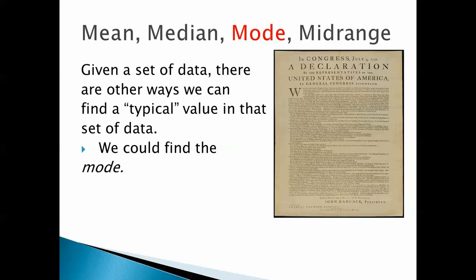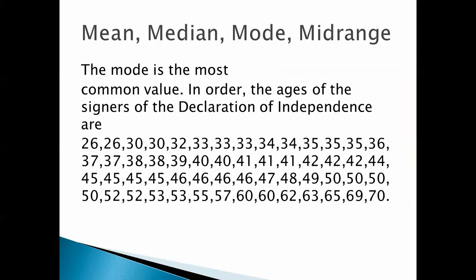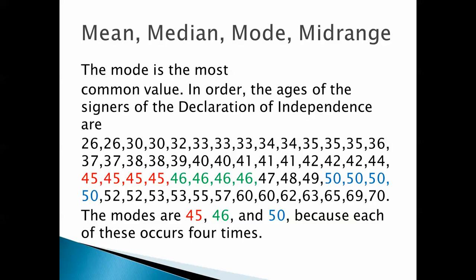Okay, given a set of data, there are other ways we can find a typical value in that data. We could find the mode. The mode is the most common value. In order, the ages of the signers of the Declaration of Independence are 26, 26, 30, 30, 32, and so on. Can you see what the most common value is? It's 45. Well, actually, the modes are 45, 46, and 50, because each of these occurs 4 times. So in this case, this set of data does not have one mode. Instead, it has 3 modes.